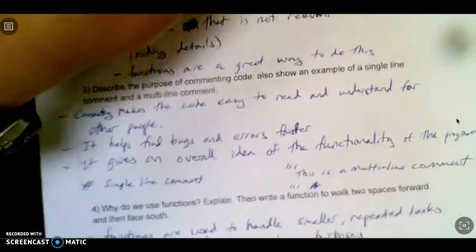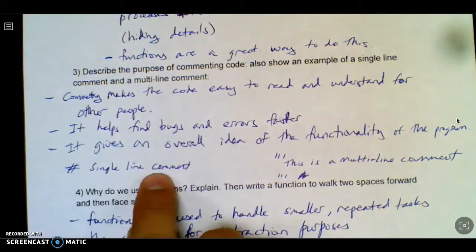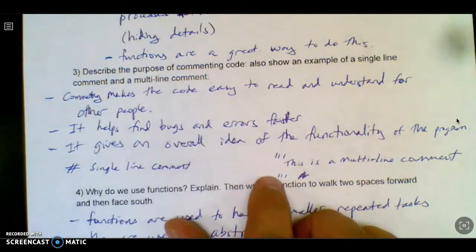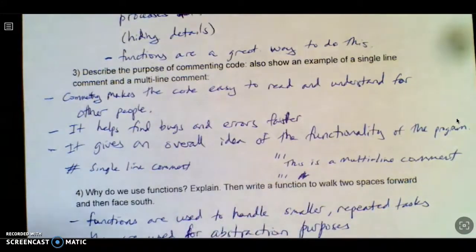What's the purpose of commenting code? It makes it easy to read and understand for other people, helps find bugs and errors faster, and gives an overall idea of the functionality. This is what a single line comment looks like with a hashtag. This is what a multi-line comment looks like, with 3 single quote marks above and 3 single quote marks below. I could have written as many lines as I want. These only work for one line.